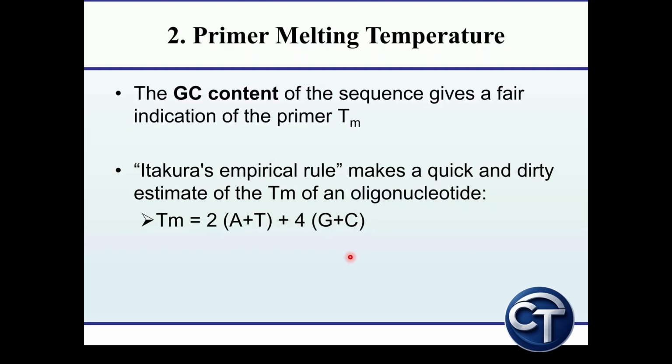So how would you calculate the melting temperature of a primer? We have a formula: 2(A plus T) plus 4(G plus C). By using this formula, you can manually calculate the melting temperature of the primers, or you can use the available online web servers or tools for calculating the melting temperature of your primers.